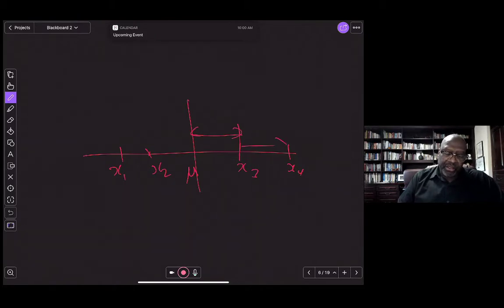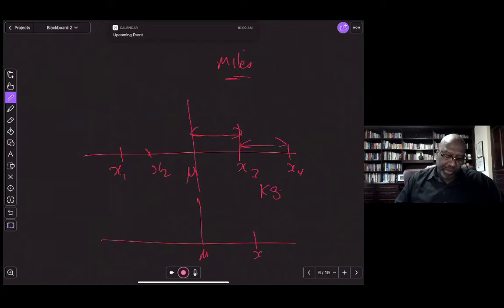If my data is in miles, then I have distance in miles. If it's another distribution that happens to be weight, then my values will be in kilograms. If it is time, it will be seconds. And what if I was comparing two different distributions and I had two scores? So this one is in miles, and this one is in kilograms, and I had a value here, let's call it x1.